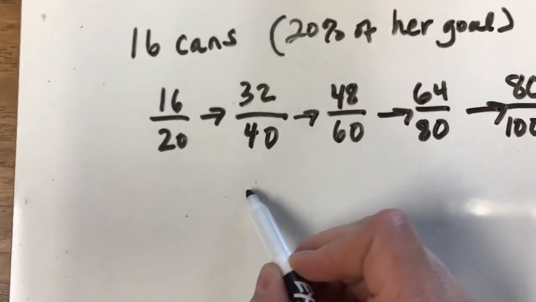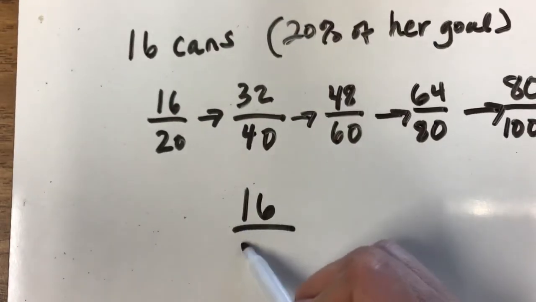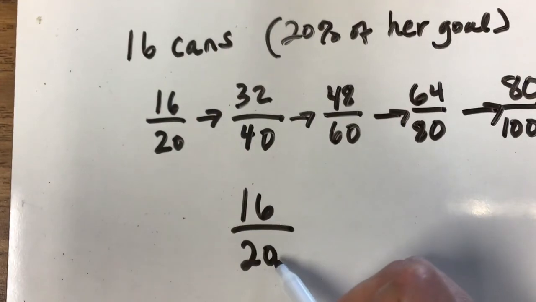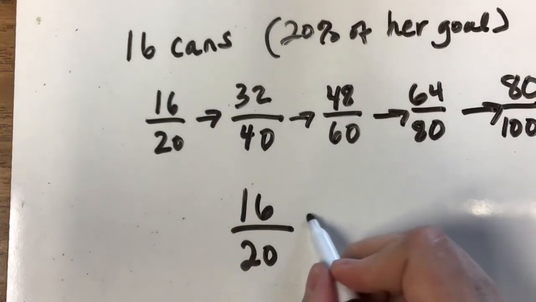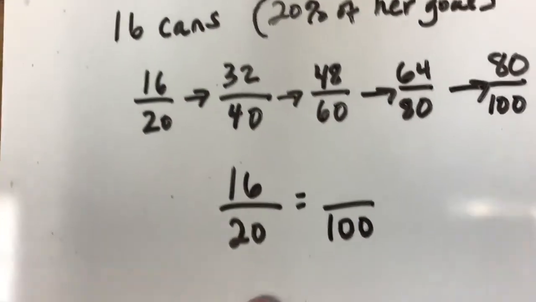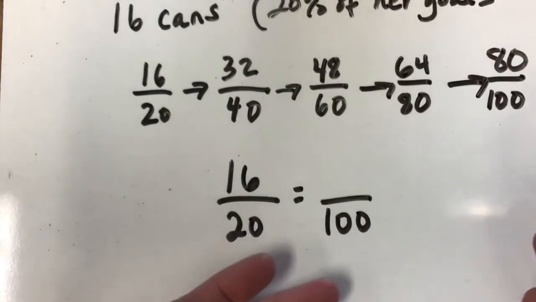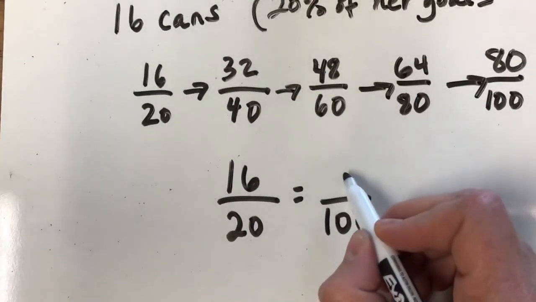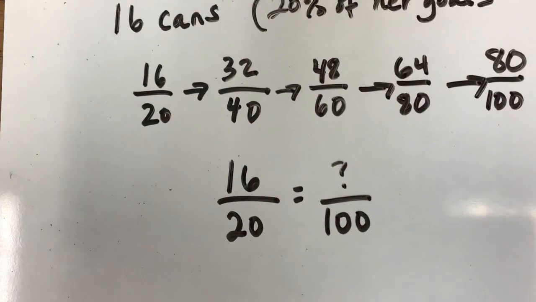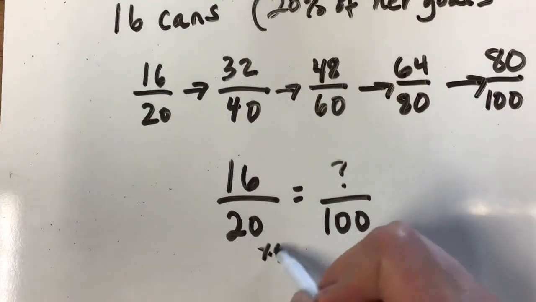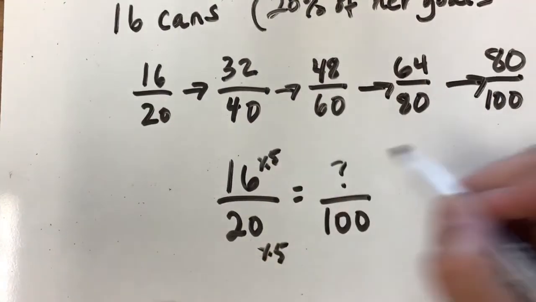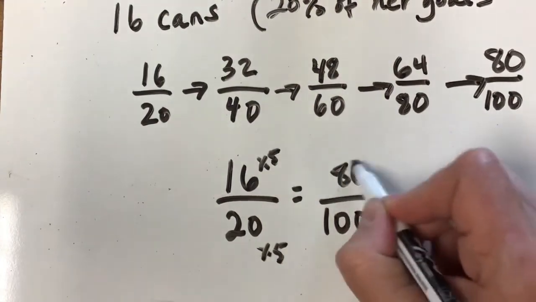Another way is to do it like a ratio. So you'd say, all right, every 16 cans, she's 20% of her goal. So what would that be for 100% of her goal? And look at that. That's easy. You can solve that easily, right? What's this number? Well, 20 times 5 is 100. 16 times 5 is 80.